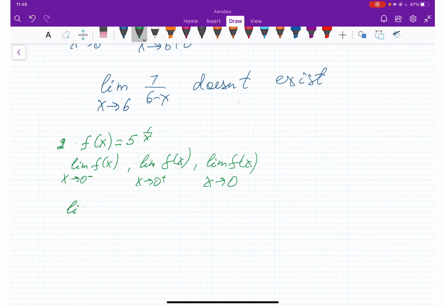All right, so limit of 5 to the power 1 over x as x approaches 0. I can put negative 0, meaning direction from the negative side. Either way notation, I'm using both notations, so you can get used to it. That is equal to the limit of 5 to the power 1 over negative 0, yes? All right?